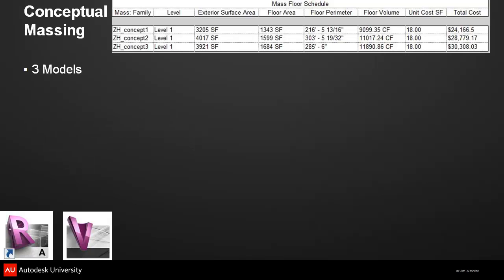I began the project by creating some conceptual mass models of the three different proposals that I'd identified. You could do this in either Revit Architecture or in Vasari, which is from the Autodesk Labs, and it's a subset of Revit Architecture. So the idea was that I wanted to get some square footage and some data immediately from the mass models that would let me see how they had changed.